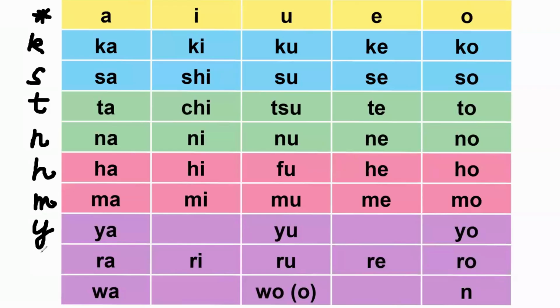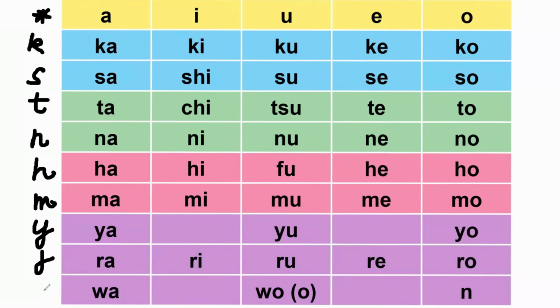The next row is the R row. So the character sounds are Ra, Ri, Ru, Re, Ro.